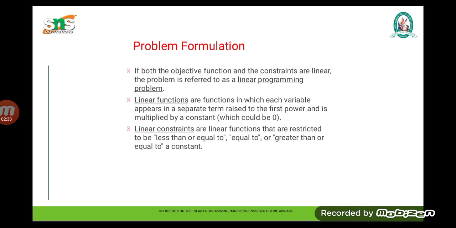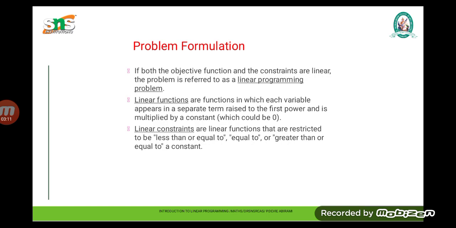Problem formulation. If both the objective function and the constraints are linear, then the problem is referred to as a linear programming problem. If both the maximization or minimization and the subject to constraints are linear, then only the problem is said to be a linear programming problem. Linear functions are functions in which each variable appears in a separate term raised to the first power and is multiplied by a constant which could be zero.